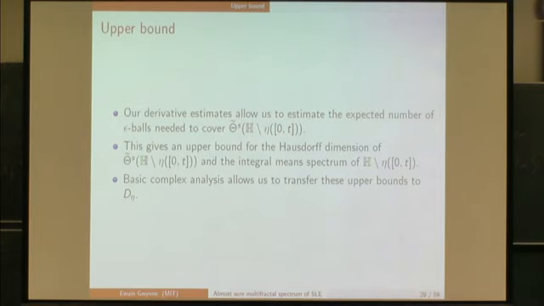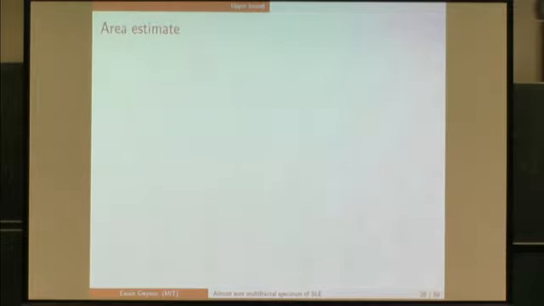Right, so once we have these pointwise derivative estimates for the inverse maps, we get upper bounds for the subset of the line in this case, because we switched to working on the upper half plane instead of the disk, and for the integral mean spectrum. And just by some basic complex analysis, we can transfer these to estimates for the domain D_eta, which is a subset of the disk, which I introduced earlier. So next we need to consider the upper bound for the Hausdorff dimension of the subset of the curve, the set Theta_s of D_eta.